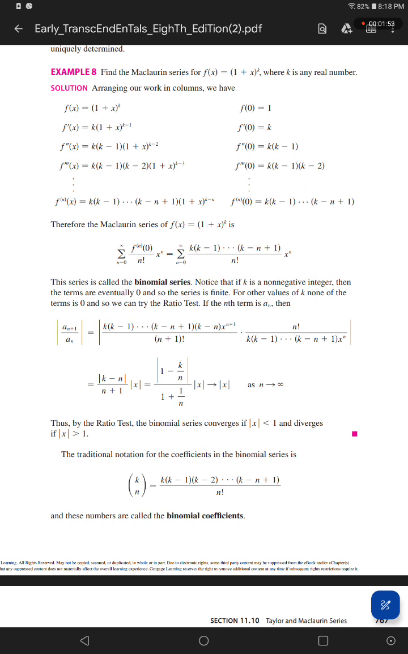is the sum from n = 0 to infinity of f^(n)(0) over n factorial times x^n, which equals the sum from n = 0 to infinity of k(k - 1) ... (k - n + 1) over n factorial times x^n. This series is called the binomial series.